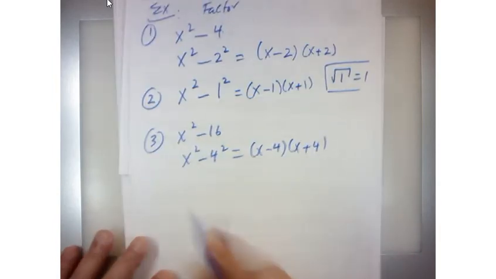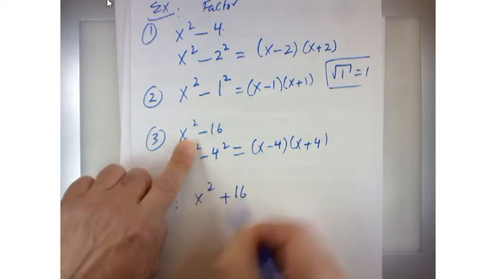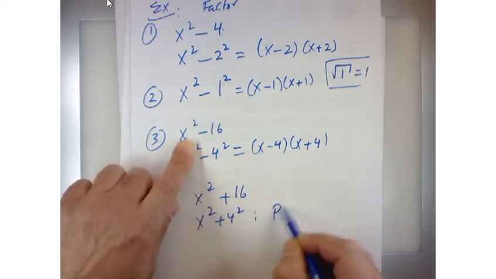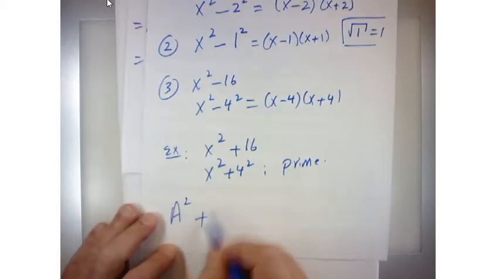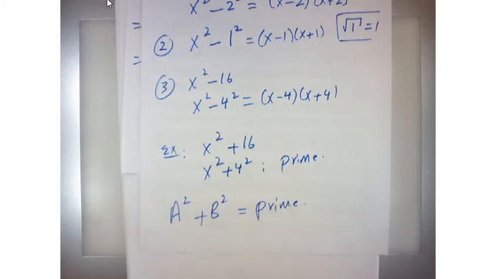What if I had x squared plus 16, which is x squared plus 4 squared? This cannot be factored, it's prime. It's the sum of squares. So if you have a squared plus b squared, it's prime. Cannot factor that, okay?